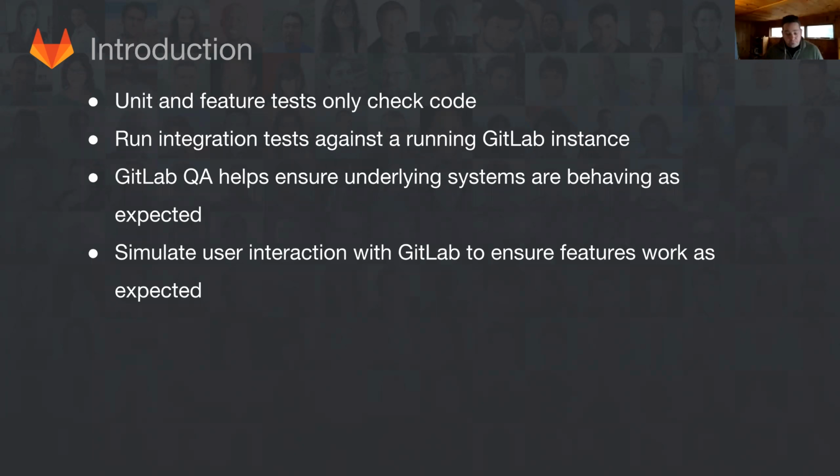GitLab QA is an automated way of simulating user interaction with the GitLab instance, so we can make sure that when a user clicks on a button, everything happens as we expect it to, and we can keep running this repeatedly. As things change, we can see if old features break and new features are working as expected.